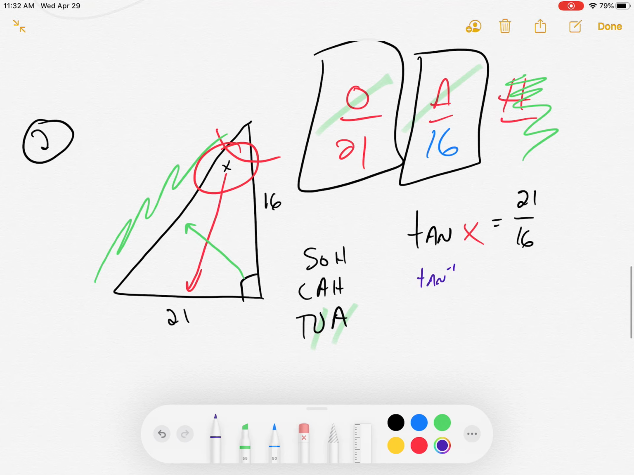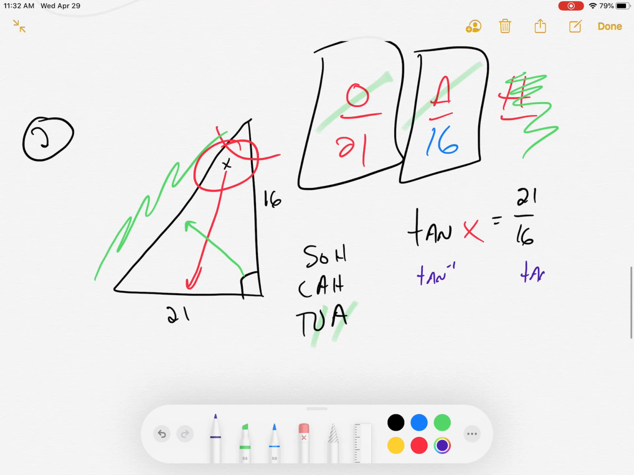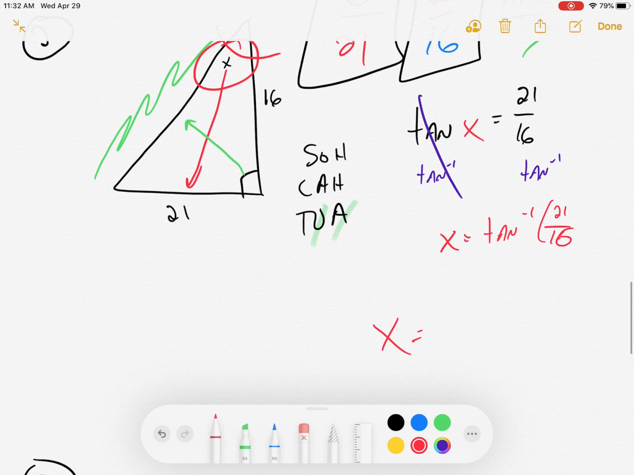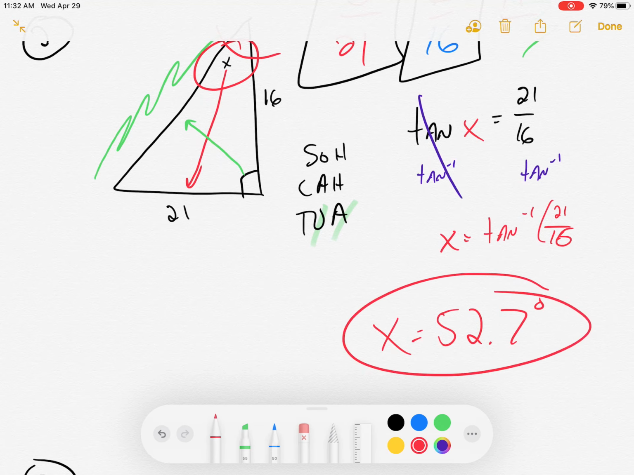Well, we got to get rid of the tangent. So I'm going to take the inverse tangent of this side. When that happens, I get X equals the inverse tangent of 21 over 16. Just type that into your calculator. Inverse tangent of 21 divided by 16. We should get X equals 52.69, so 52.7 degrees.